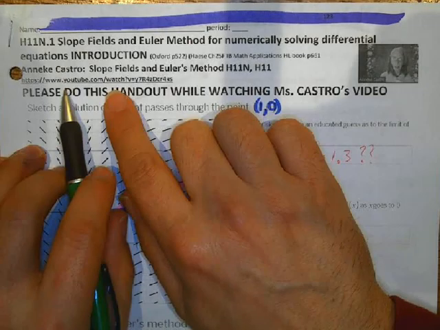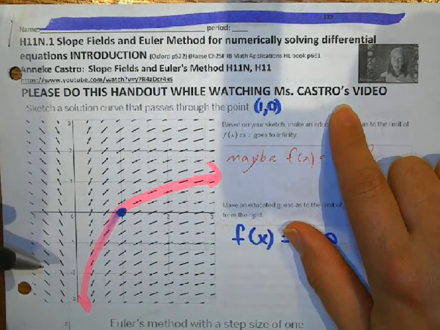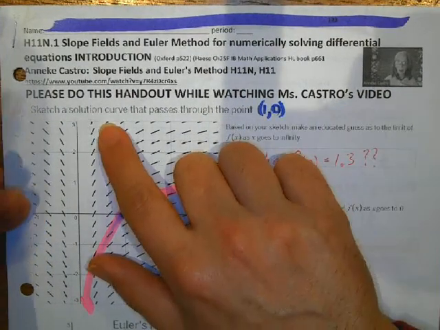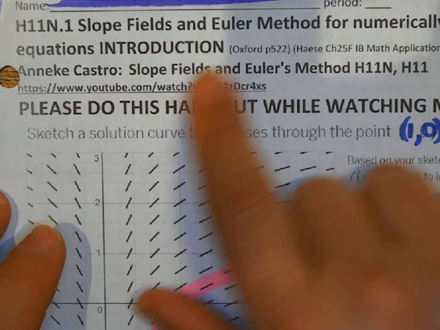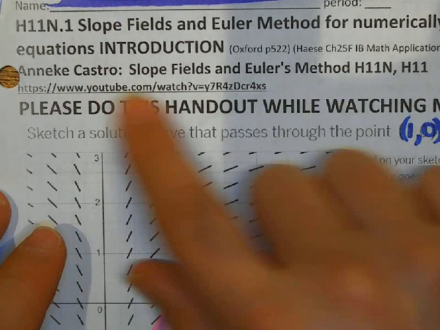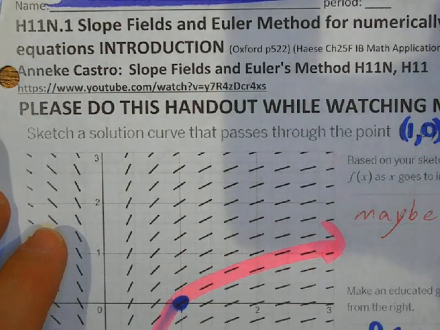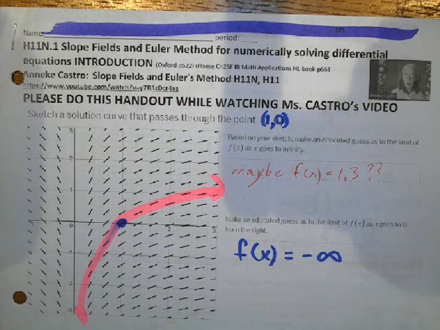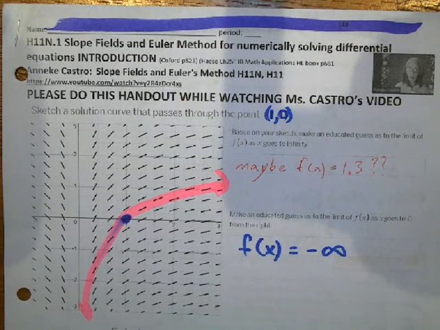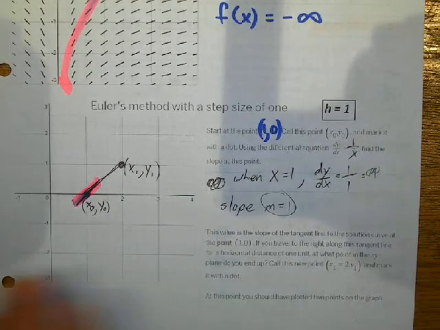I really need you to watch Miss Castro's video while you're doing this handout. Here is her link: you can simply go to YouTube and type in Annika Castro, slope fields and Euler's method, and she talks about this. I took screenshots of the Desmos activity. These are the things that she walked you through and wrote down, and I just want to make sure you have it all.